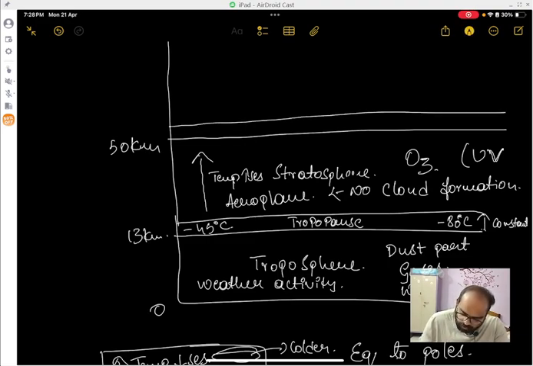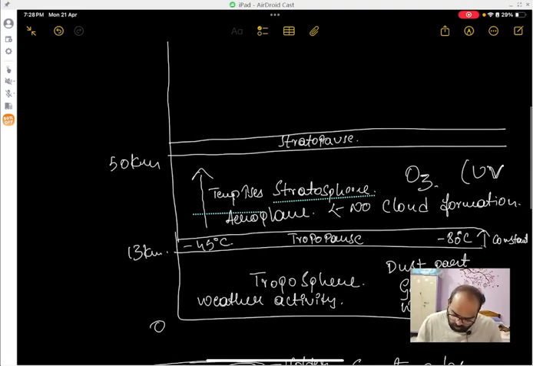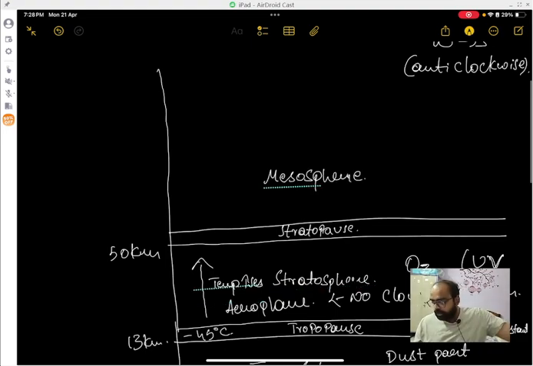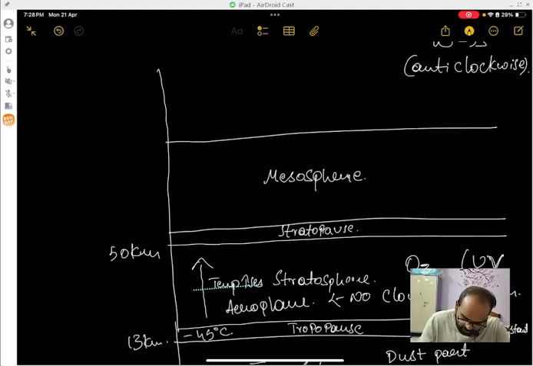Here we have the stratopause. Above the stratosphere we have the mesosphere, which extends up to about 80 kilometers. Again, in the mesosphere, what is the peculiar feature? In the mesosphere, as we move upwards, temperature reduces.